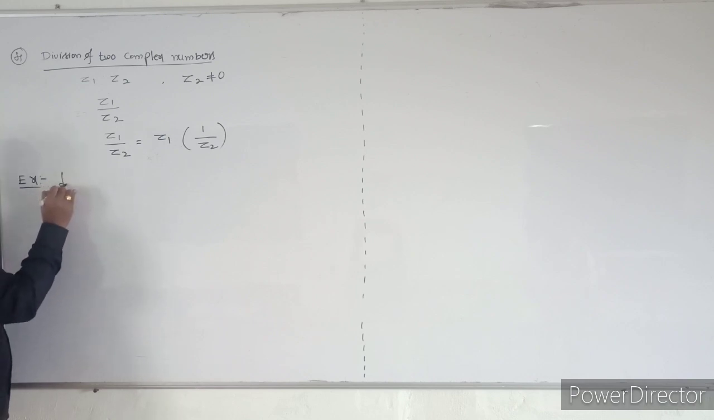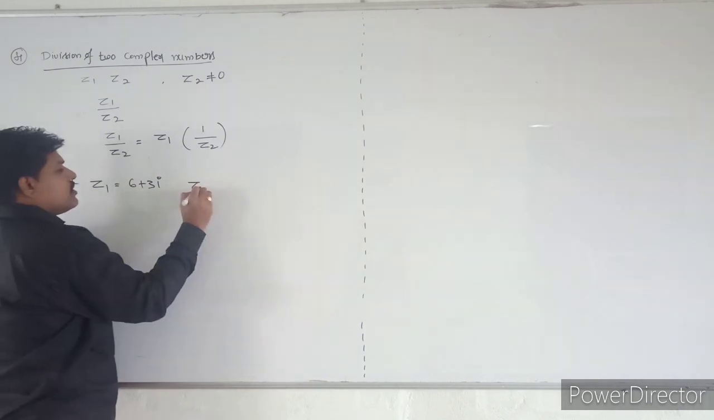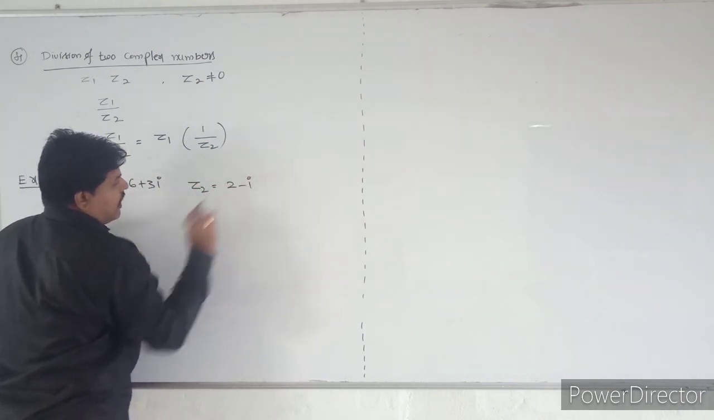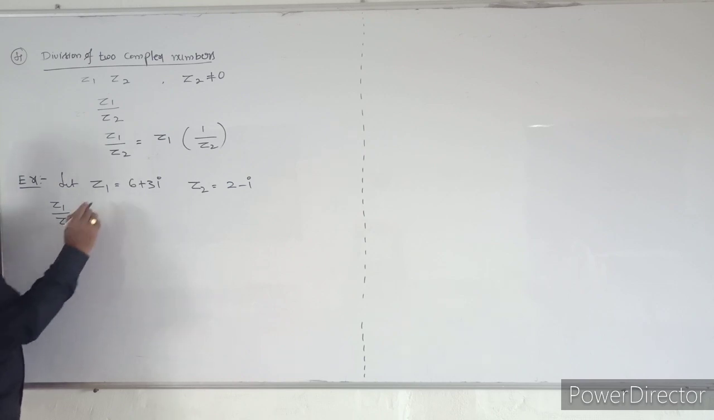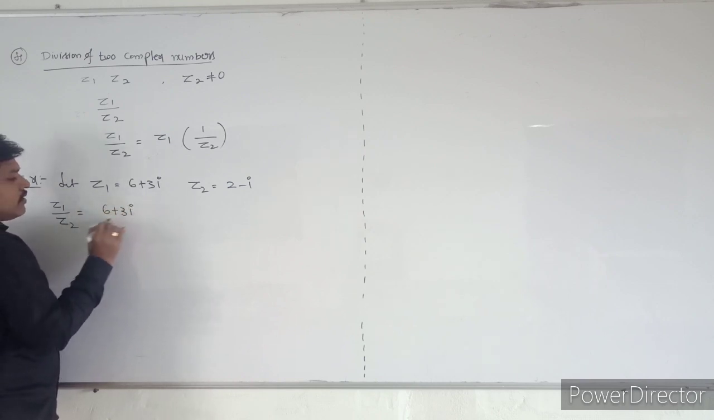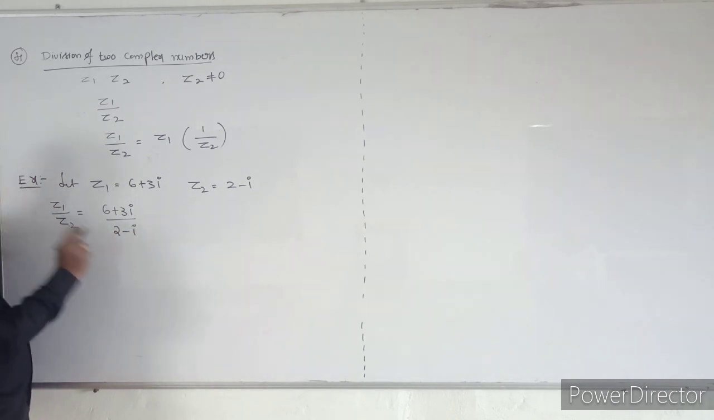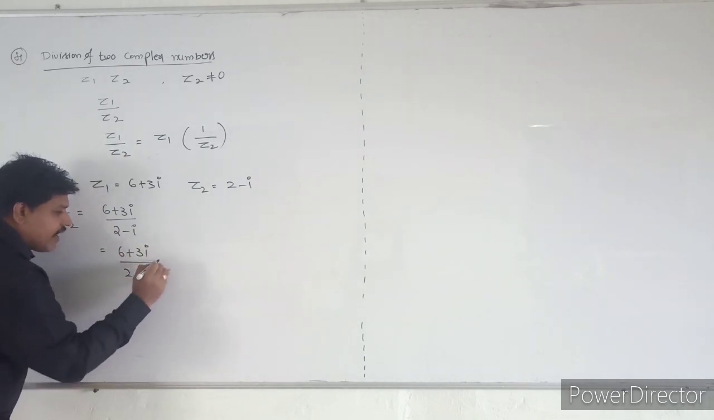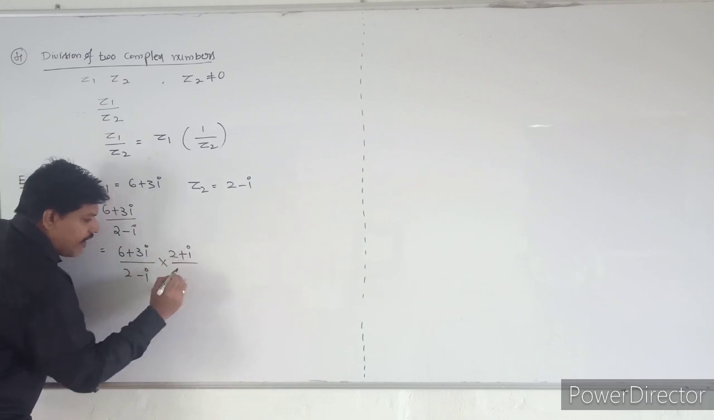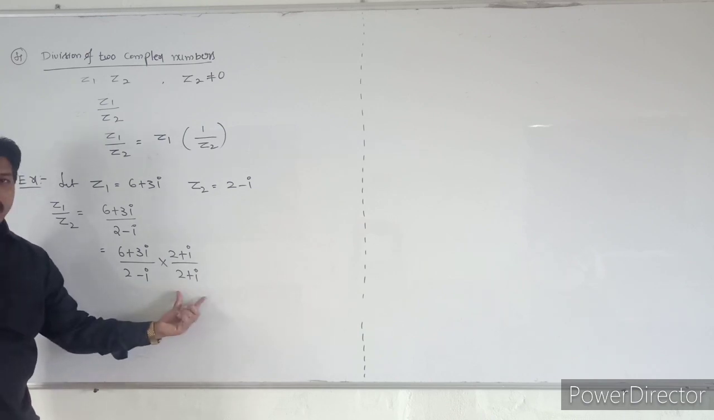I will take an example. Let z1 is equal to 6 plus 3i and z2 is equal to 2 minus i. What is the meaning of z1 by z2 and how do we calculate the division of the two complex numbers? That is 6 plus 3i by 2 minus i. In the denominator we have 2 minus i, so we will multiply and divide with 2 plus i.